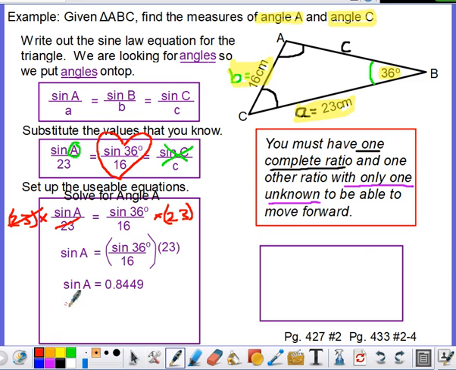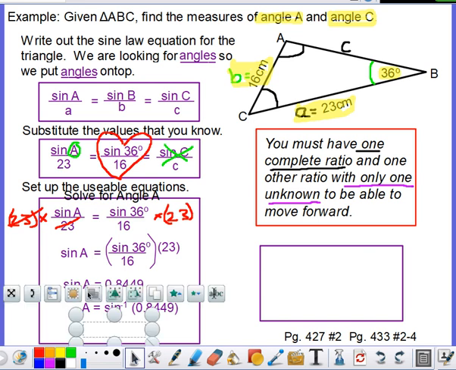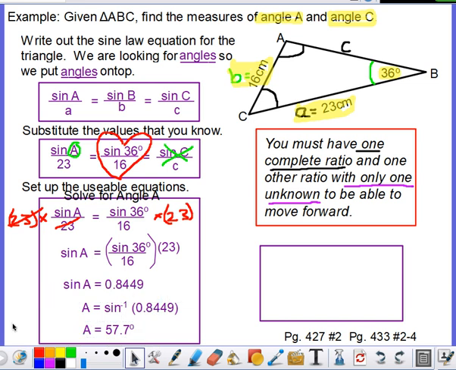Now, we're solving for angle A. As you might recall from 8.2, which is SOHCAHTOA, whenever we're solving for an angle, we're going to be using that inverse button. So we're going to solve for angle A by using the sine inverse of that decimal. We go to our calculator, shift sine 0.8449, close the bracket, press equals, and we should get 57.66, meaning 57.7 degrees. And it is an angle, so we should put degrees.